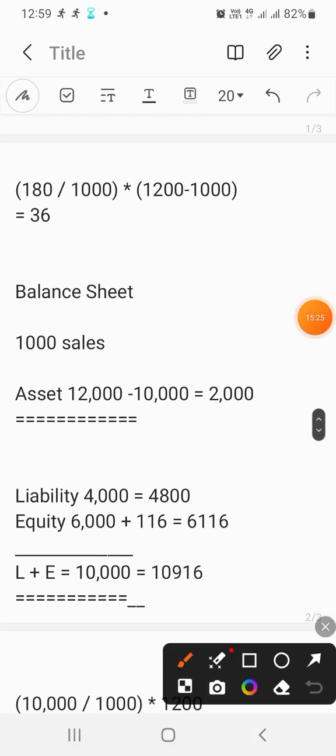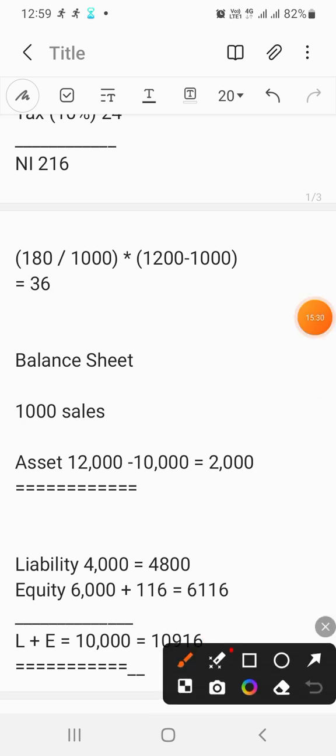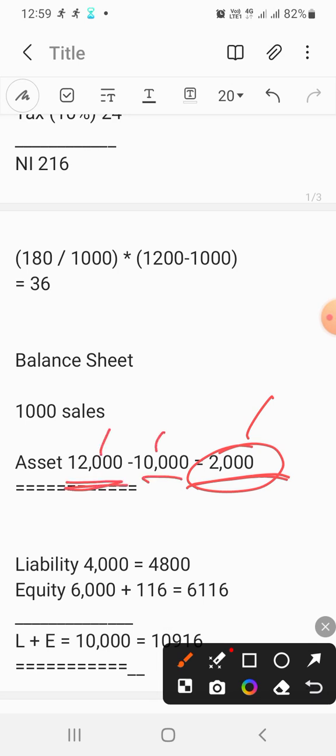Sorry for the mistake, and I am continuing again, repeating again. After waking up in the morning, I see I want to push my sales, and to push my sales, I require 2,000 additional assets. I require this because my new asset requirement is 12,000. I already have 10,000. That means the new additional asset requirement is 2,000.